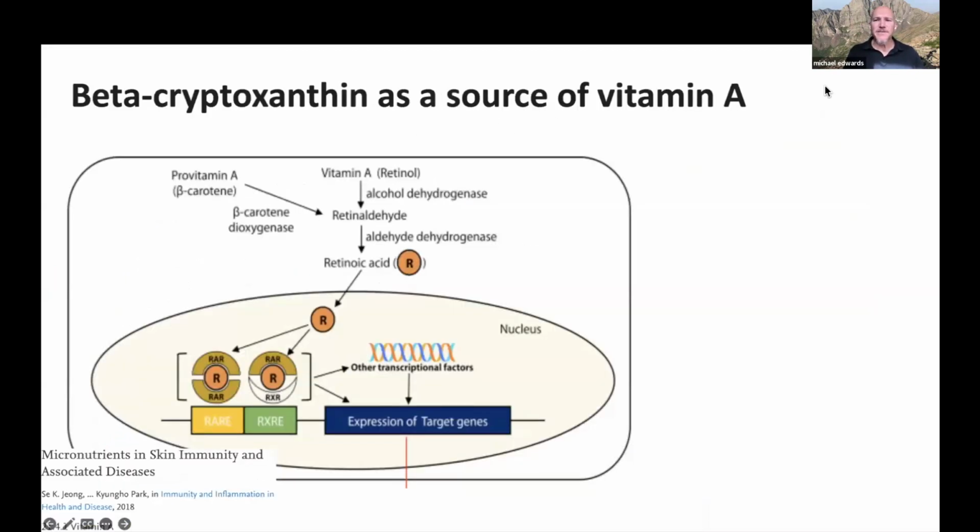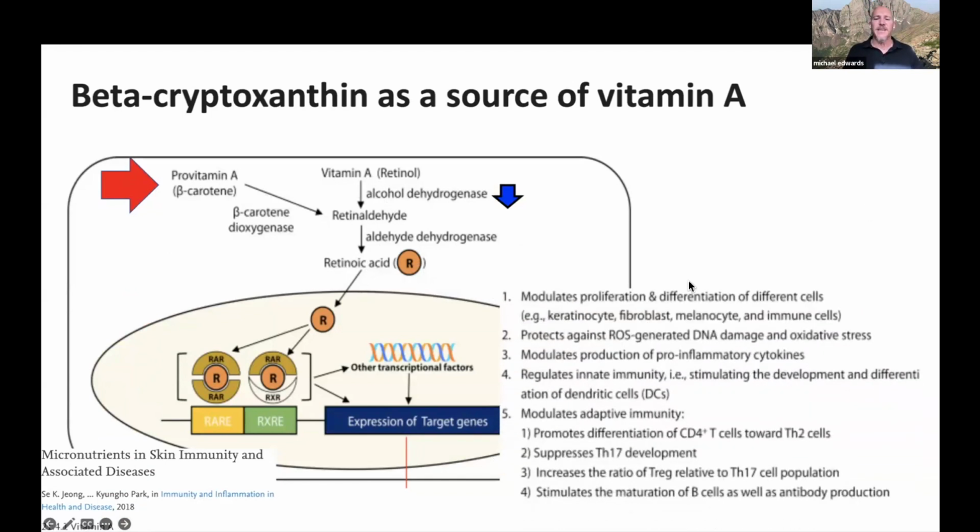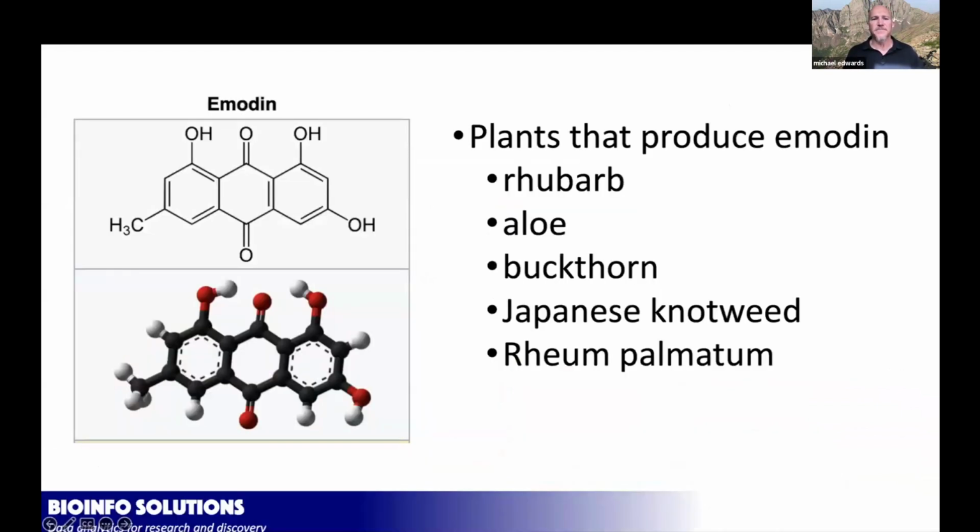And how that works, it's probably a source of vitamin A. What we found is that you actually decrease alcohol dehydrogenase. That vitamin A is probably given an alternative route to turn into retinoic acid, which induces all kinds of anti-inflammatory effects, which regulates the innate immunity and modulates adaptive immunity. So what cryptoxanthin is probably doing is protecting you by making more active vitamin A.